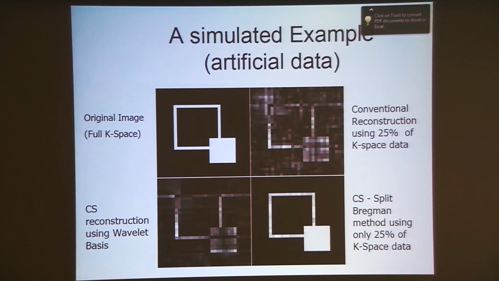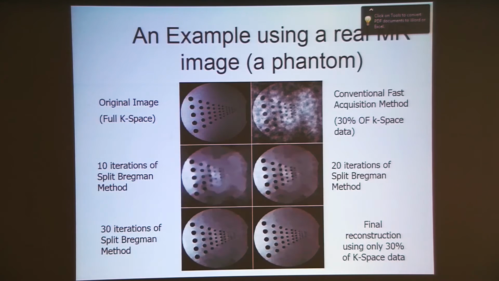But if you use total variation, which I will talk about soon, with 25% of the k-space data, it's almost exact. So that's a little triumph. That's not much of a medical image, but it's something. This is a little more realistic. This is a phantom image.